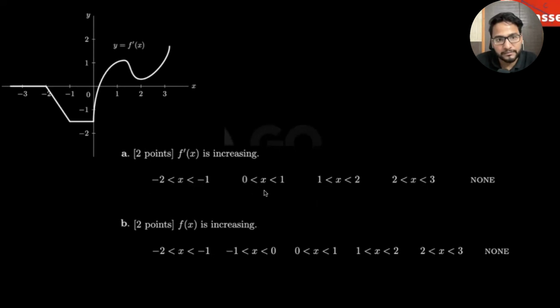0 to 1, it is increasing, definitely. 1 to 2, it's not increasing. 2 to 3 also, it is increasing, right? So I think these two are correct. And fx is increasing. Yeah, that's what is interesting.